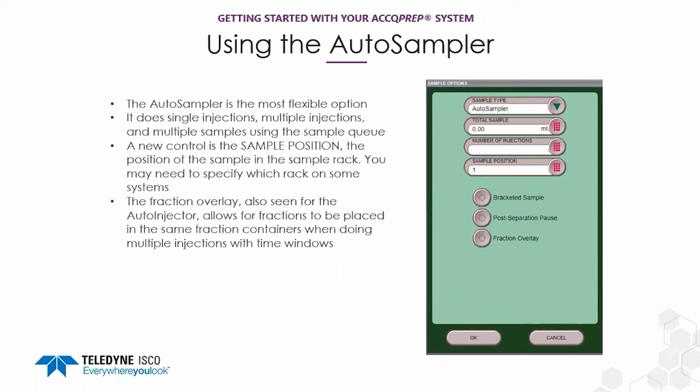The AutoSampler is the most flexible option. It does single injections, multiple injections, and multiple samples using the sample queue. A new control is the sample position, the position of the sample within the sample rack. You may need to specify which rack on some systems. The fraction overlay, also seen for the Autoinjector, allows for fractions to be placed in the same fraction containers when doing multiple injections with time windows.